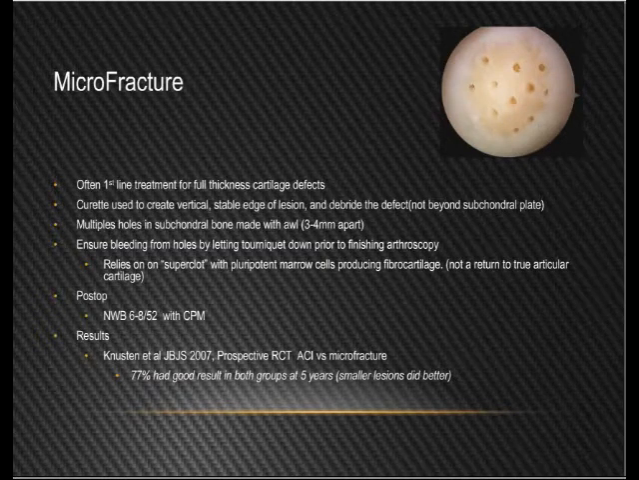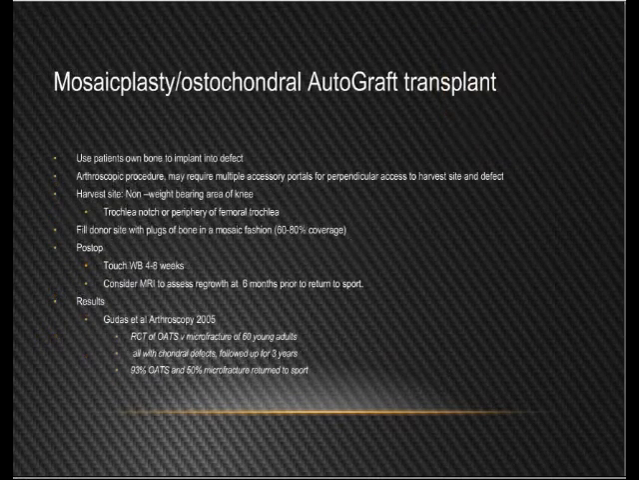When looking at where to harvest some healthy cartilage for using these plugs to fill the cartilage defect, they recommend using the trochlear notch or the periphery of the femoral trochlea. The most important reason for doing this is that these are non-weight bearing areas of the knee. The donor site is then filled with these plugs of bone in a mosaic type pattern to try and achieve 60 to 80% coverage of the defect.